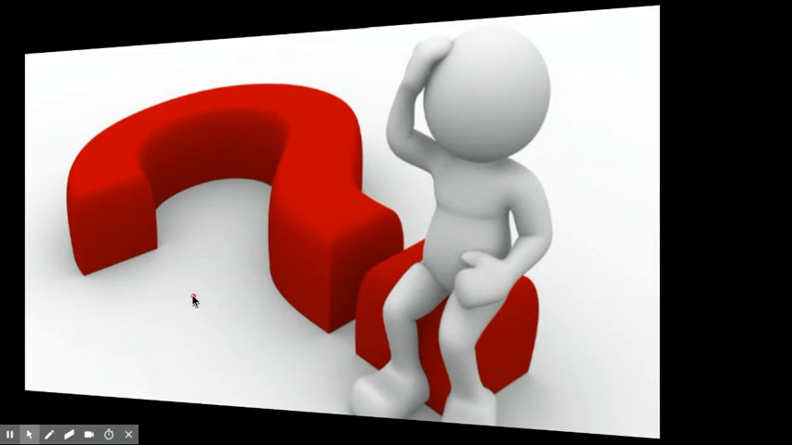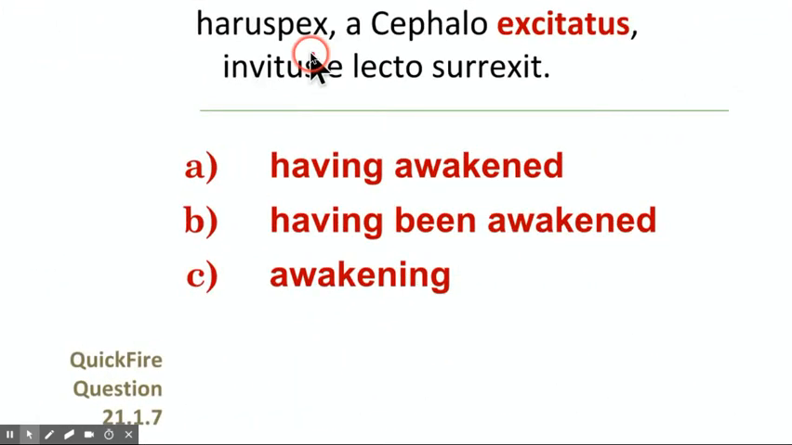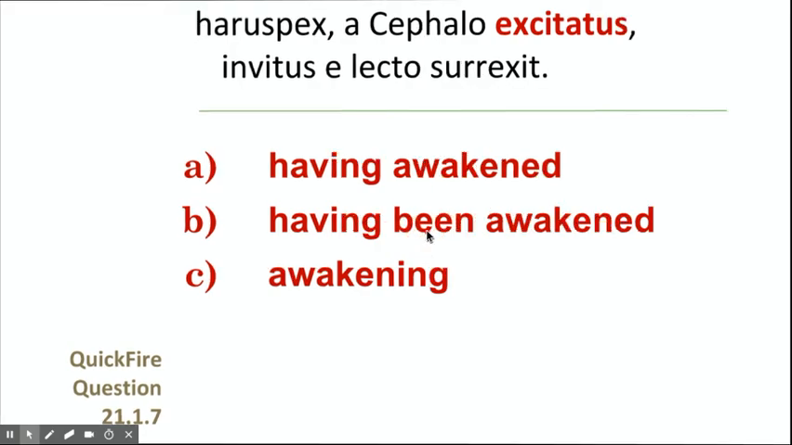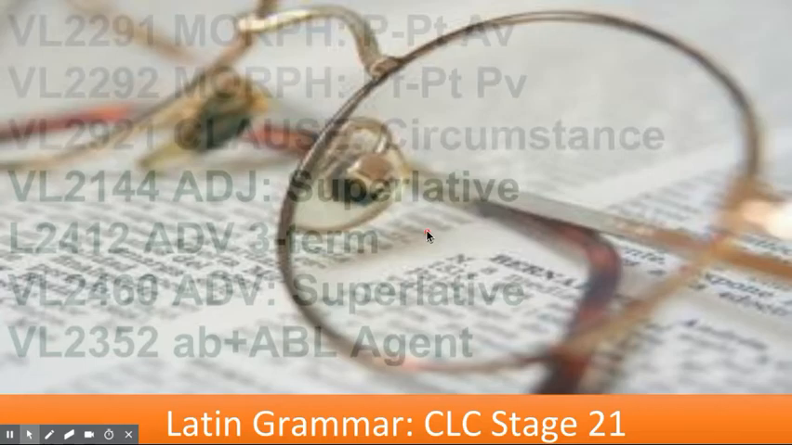Let's check for understanding. So the haruspex a cephalo exicitatus invitus electos or exit. So we have a participle, it's highlighted. It's nominative, masculine, singular, agreeing with haruspex. So the haruspex, perfect passive participle, having, so it's clearly not C. Having awakened is active, but when you add the be verb, you deal with passive. So it's having been awakened or having been awoke.